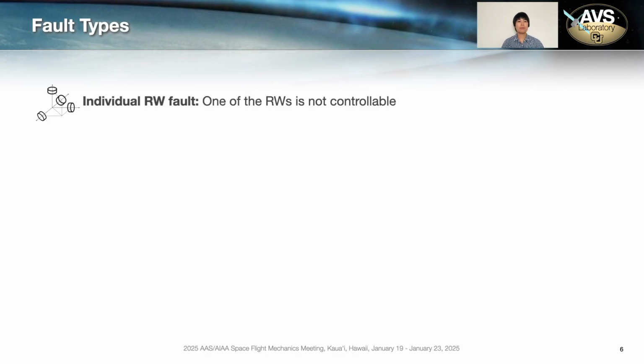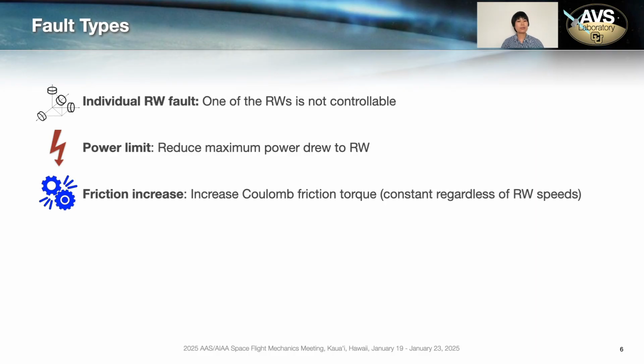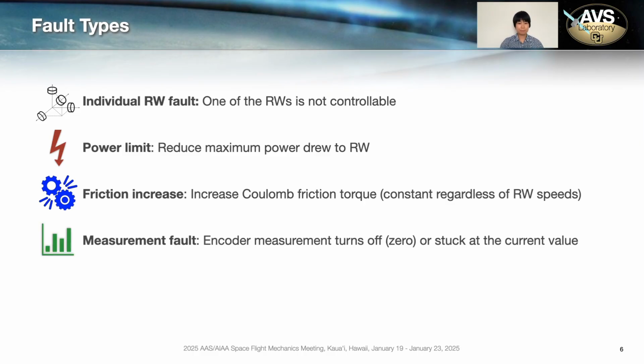First one is individual reaction coil fault. When the reaction coil is not controllable, it is possible to rotate but not controllable. And second one is power limit, reducing the maximum power due to reaction coil. And third one is friction increase, increasing Coulomb friction torque. This is constant regardless of reaction coil speed.